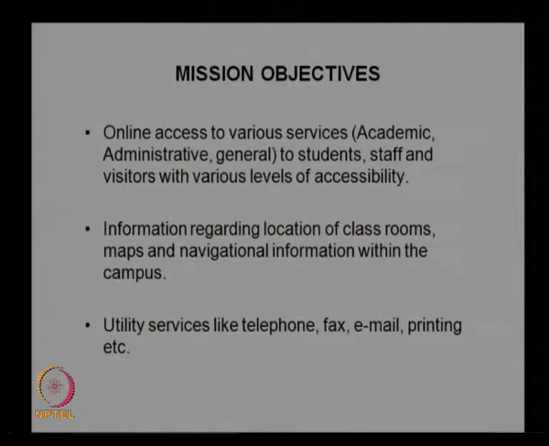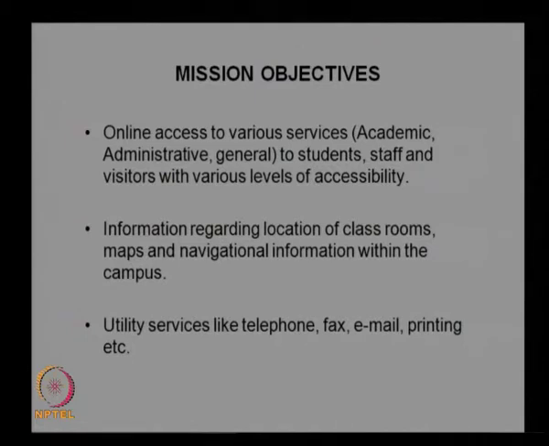So we will be having various services provided in the system, but there will be various levels of accessibility also. Some of the data can be accessed by students, some can be accessed by staff, and some can be accessed by visitors. So, there will be various levels of accessibility to these services. Then the information regarding location of classrooms, maps and navigational information within the campus will be provided. So, these are the objectives.